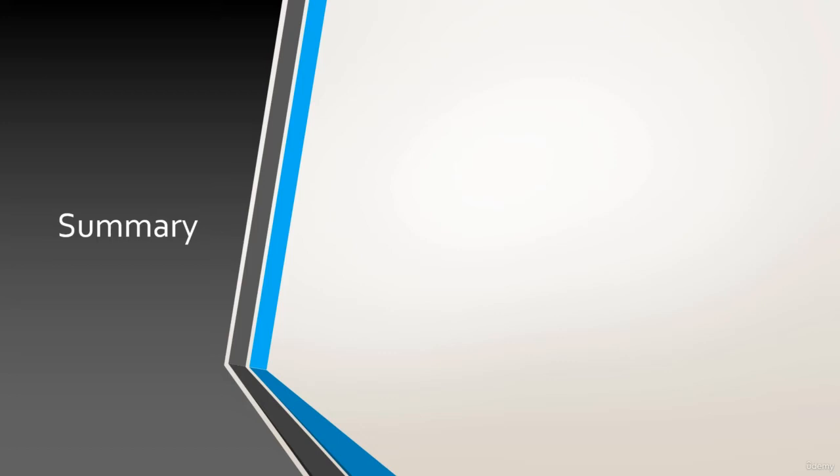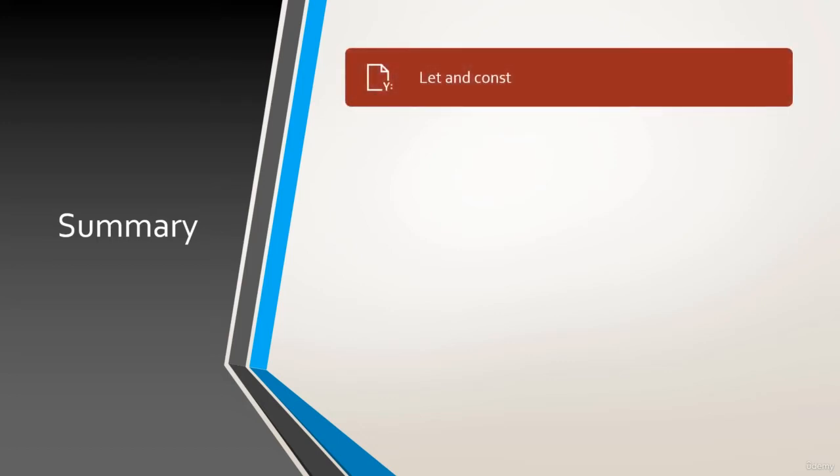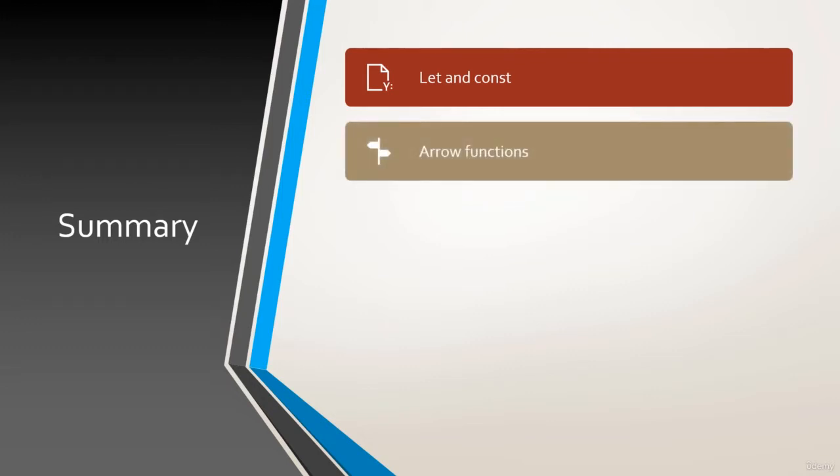We saw that with let we can declare variables at the code block level, and we can update those variables, whereas with const we declare constants that cannot be reassigned. With arrow functions we have a shorthand syntax for declaring functions. We also saw that the this of an arrow function refers to the environment where the function was declared.